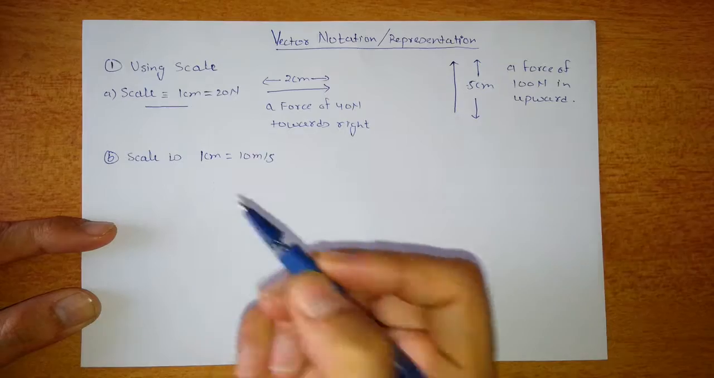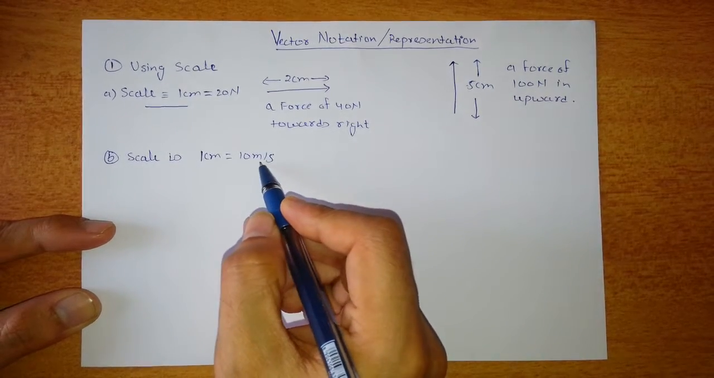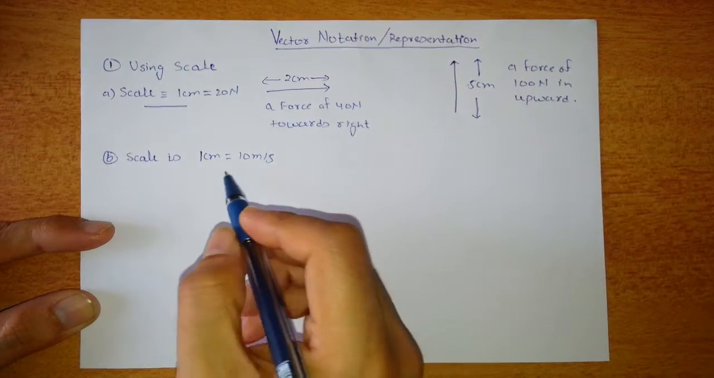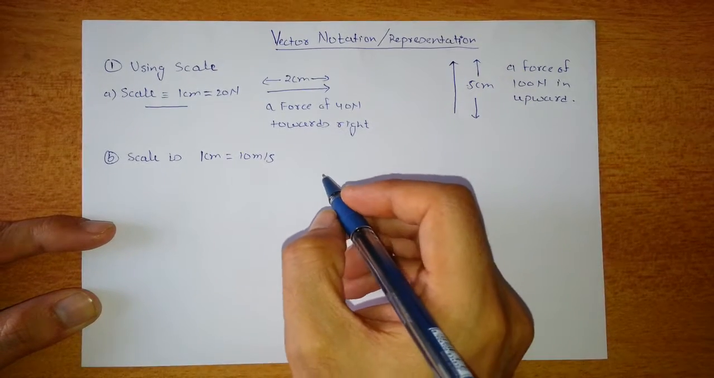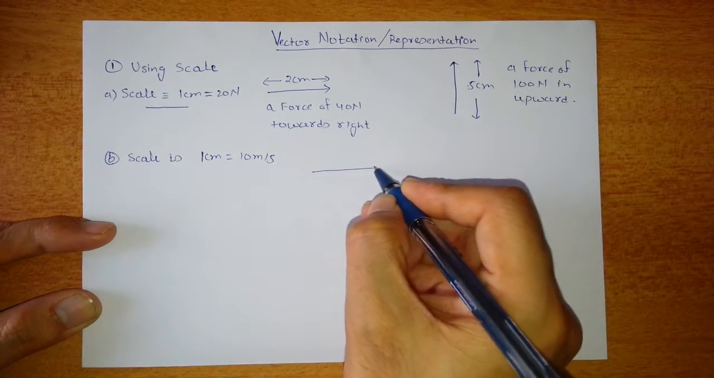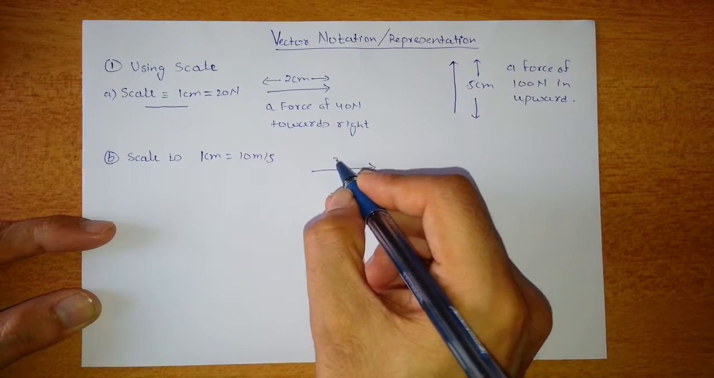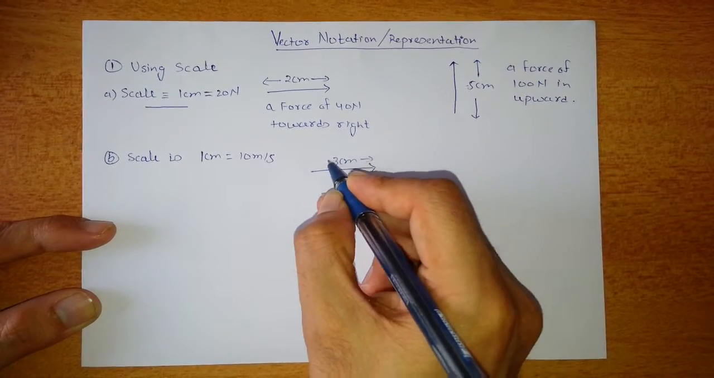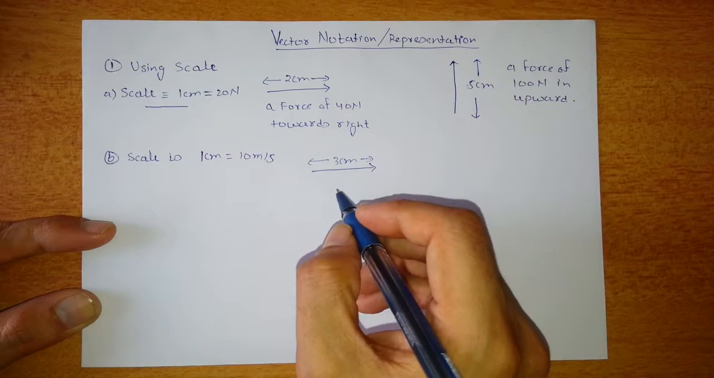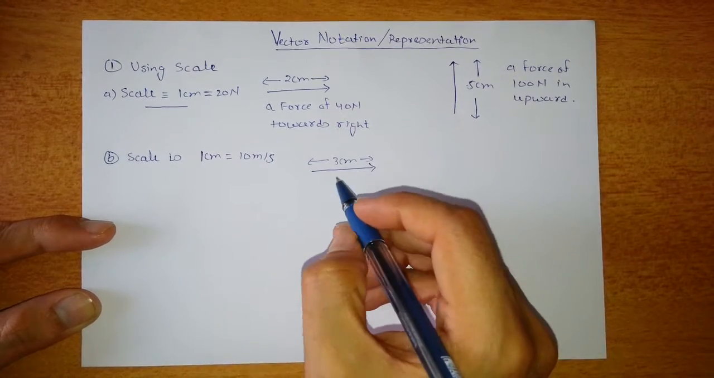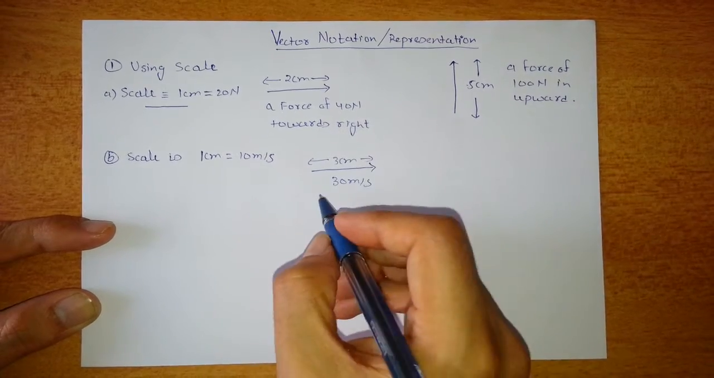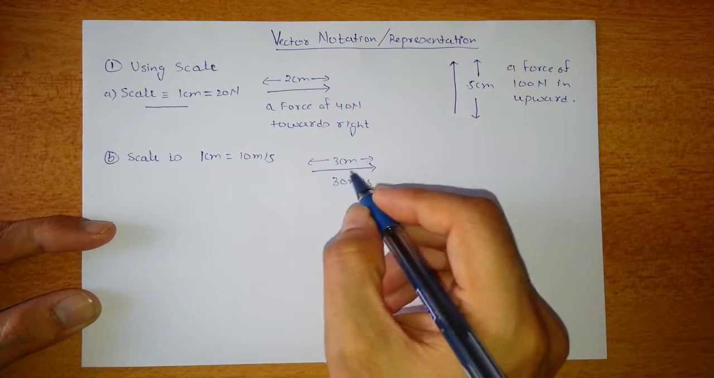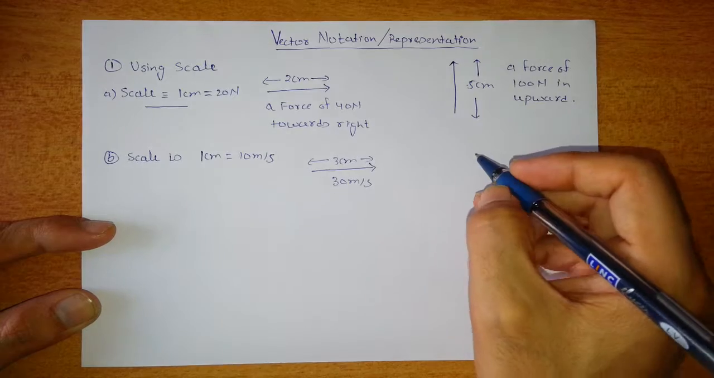Let's say take another scale. In this, 1 centimeter is 10 meter per second. This scale or these vectors will be represented as velocities. If I draw a vector of 3 centimeter length, the magnitude of this vector will be 3 into 10, 30 meter per second towards right. This vector will represent a velocity of 30 meter per second towards right.